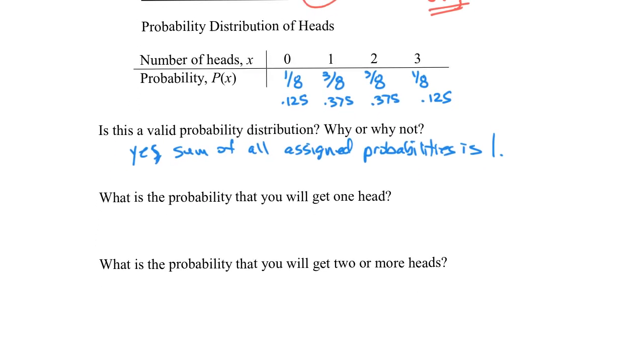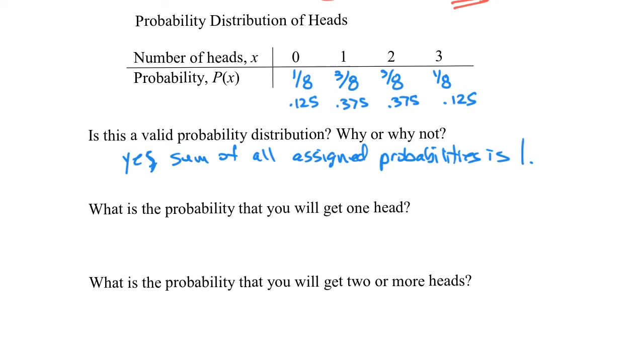So then it says, what is the probability that you will get one head? And of course, we can just look at the table. Here's the number of heads. 1, it's 3/8. Or for the fraction fans, 0.375. So then here they say, what is the probability you'll get 2 or more heads? Well, 2 or more, that means like 2 heads or 3 heads.